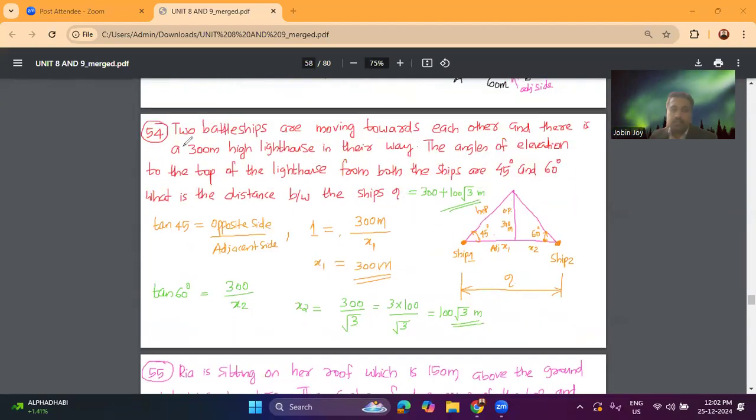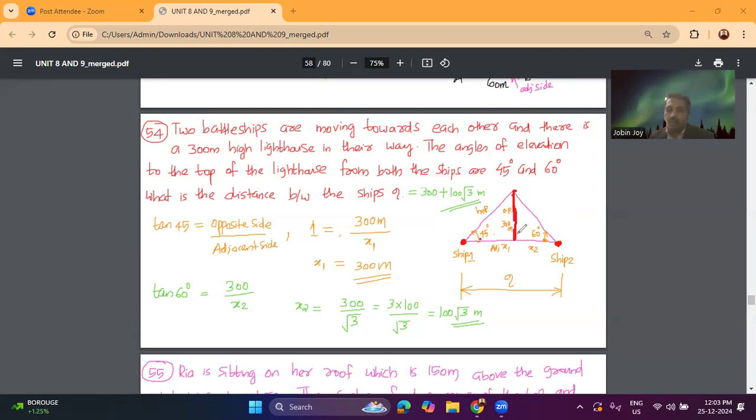Two battleships are moving towards each other. Okay, so this is ship number 1 and this is ship number 2 moving towards each other, and there is a 300-meter lighthouse in their way. So this center line represents the lighthouse. The angle of elevation to the top of the lighthouse from ship number 1 is 45 degree, and from ship number 2 is 60 degree. What is the distance between ship 1 and ship 2?